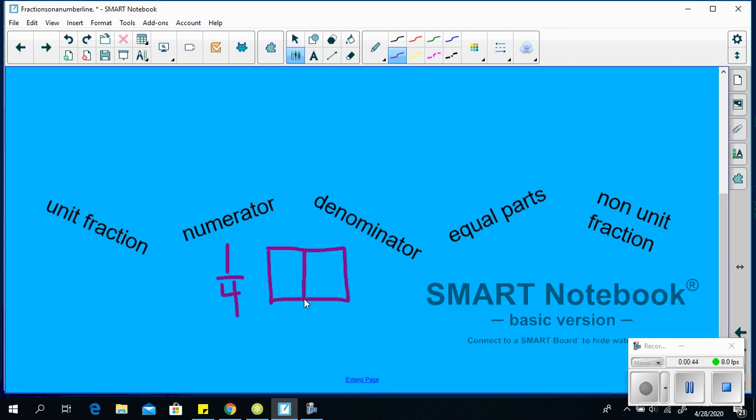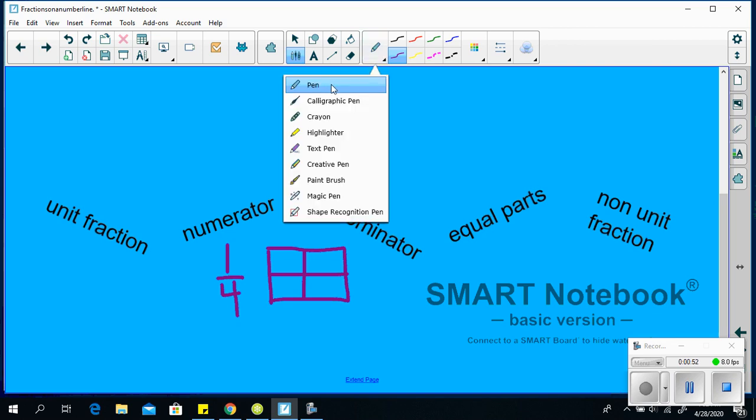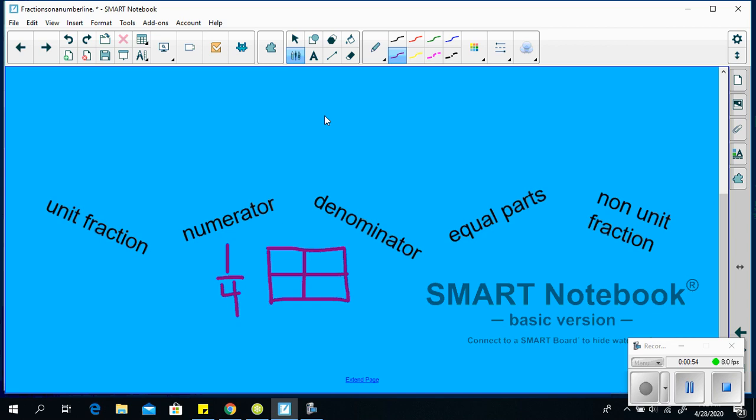4 represents that this picture is in 4 equal parts, and the 1 on the top represents how many pieces I would be talking about. So I could shade that, I could eat that. It's how many parts that you are looking at out of the whole thing. So you can kind of color that in. And so that represents one of the pieces out of all 4.